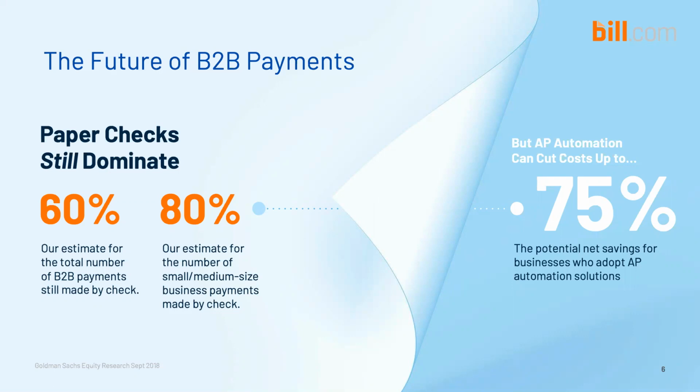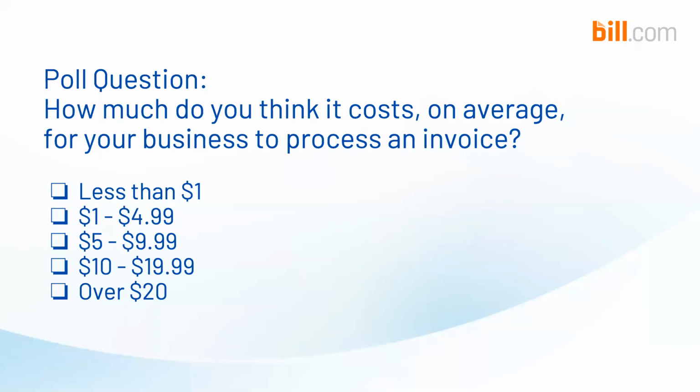But before we talk about the cost of payments, we have another poll question for you here. How much do you think it costs on average for your business to process an invoice? Think about the time, the amount of people involved, from creating a payable, collecting that image, maybe the approvers involved, to signing and printing the check, the cost of that. Think about all of that cost and look at the options. Do you think it costs less than $1? Between $1 and $5, $5 and $10, $10 to $20, or over $20? These are the options that you have, and we'll leave it up here for another 15 to 20 seconds.